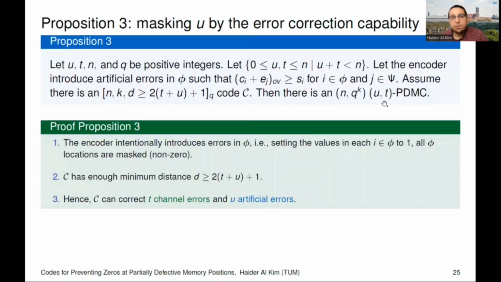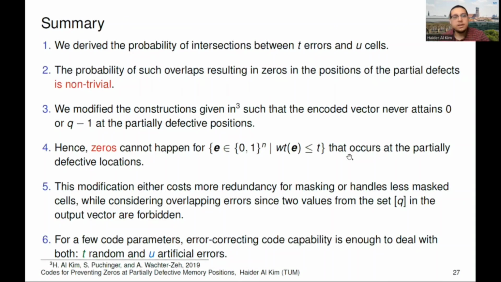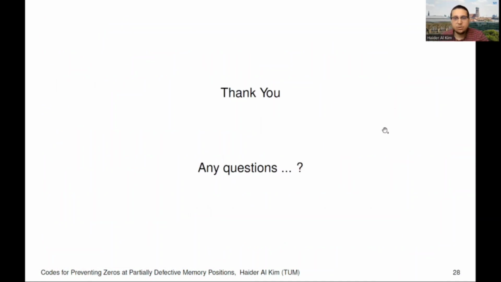Finally, we give a proposition of masking by the error-correction-capable code. So the encoder intentionally introduces, this is the proof, error in phi, setting, for example, the value to 1. All phi locations that are masked are non-zero. Then if it has enough minimum distance, as given here, then for sure C can correct both. Okay, and so to summarize, thank you. And if you have any questions.